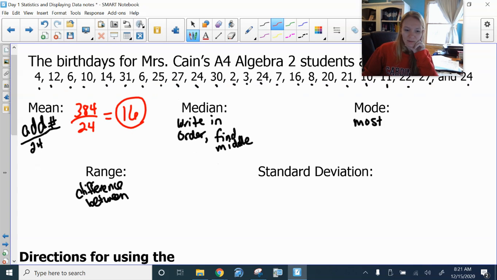The median, that's the number in the middle.